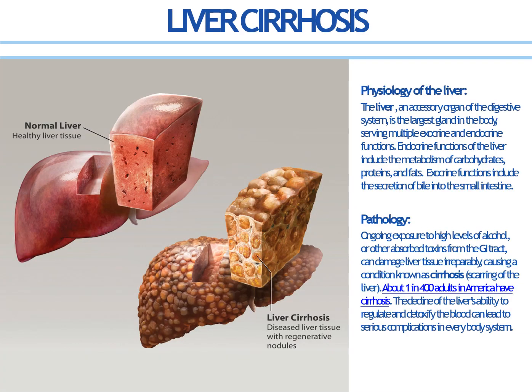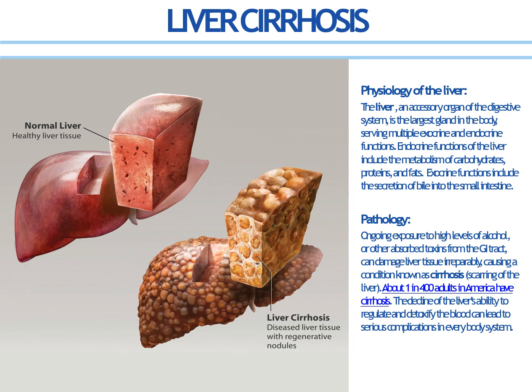The next common pathology we will consider is liver cirrhosis. The physiology of the liver. The liver, an accessory organ of the digestive system, is the largest gland in the body, serving multiple exocrine and endocrine functions. Endocrine functions of the liver include the metabolism of carbohydrates, proteins, and fats. Exocrine functions include the secretion of bile into the small intestine.